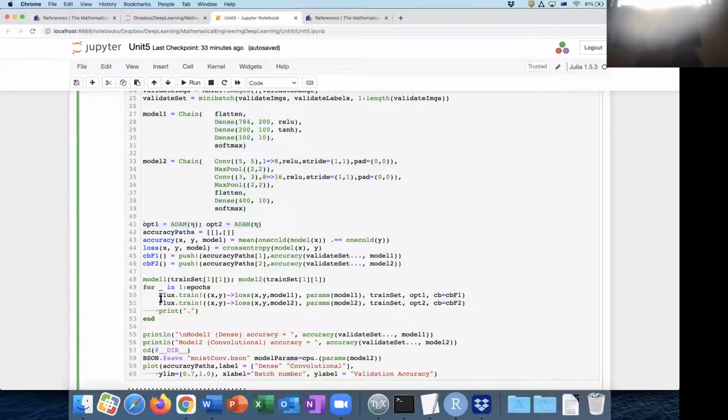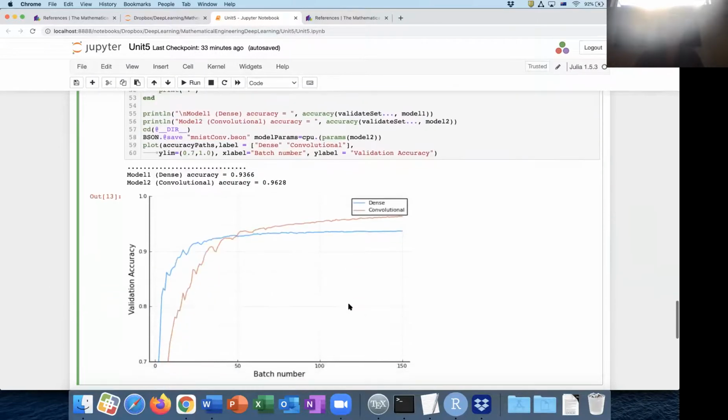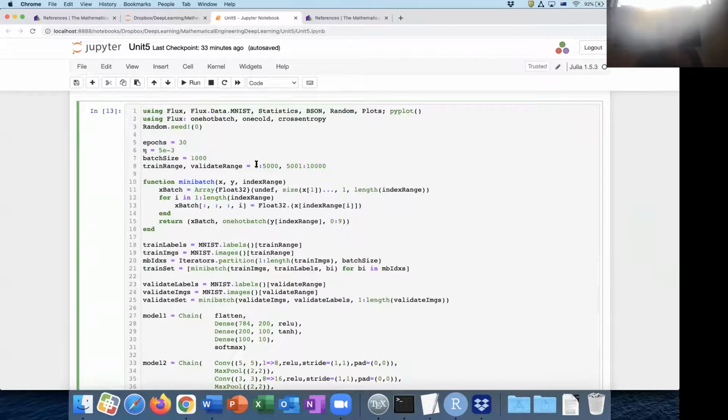So in the training loop, in this for loop, it did train the first model, model 1, and model 2, in each one. And it trained on a small data size, so only 5,000 observations for the training from MNIST, and 5,000 for the validation.